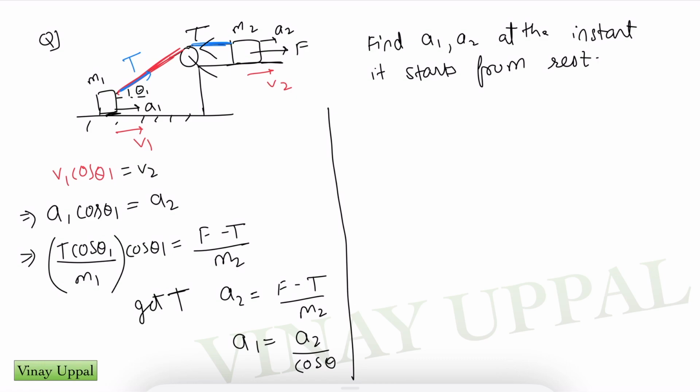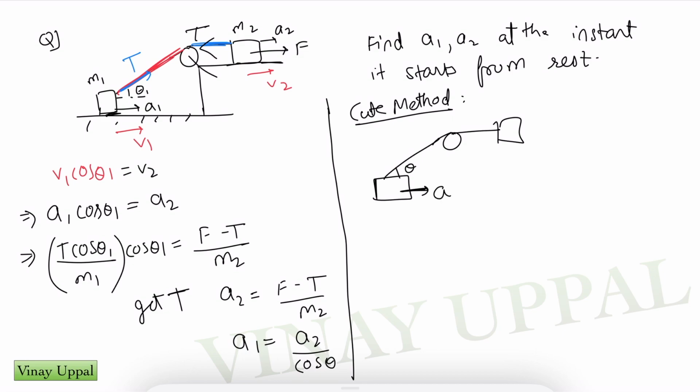If you want to save a minute or two in the exam, there is a way to do this question in a single equation without solving simultaneous equations. The cute method here is to realize that we saw the constraint equation, that if the lower block has an acceleration A, this block has an acceleration A cos theta. The external force acting is F here.